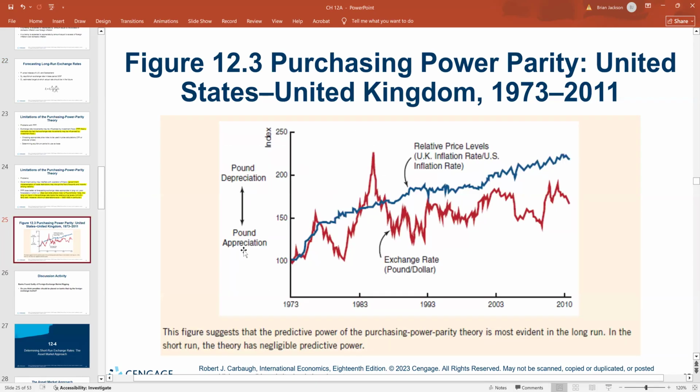So all that's to say is that if you stand back from this picture a little bit, there's kind of a general movement in the same direction with the exchange rate and the ratio of the inflation rates.